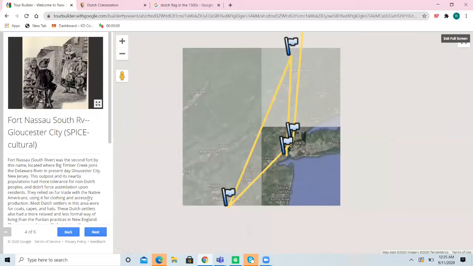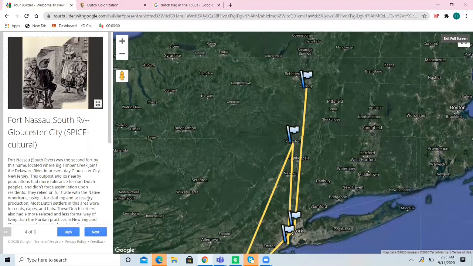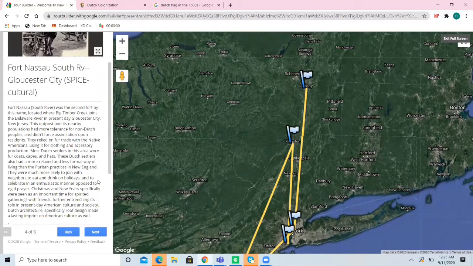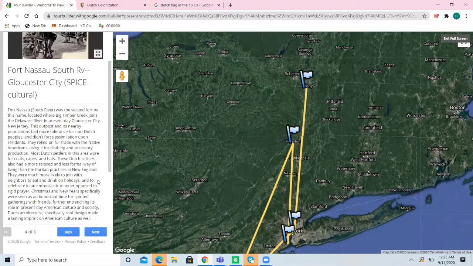I'm Elena Spall. Fort Nassau South River was actually the second location named Fort Nassau. This one was located where Big Timber Creek and the Delaware River meet, and this would also be in modern-day Gloucester City, New Jersey. The Dutch settlers in this area had a lot more relaxed rules and cultural norms, so they didn't really force assimilation at all and didn't really mind non-Dutch people. A big part of their culture was trading with the natives, specifically fur, which they used to produce clothing.